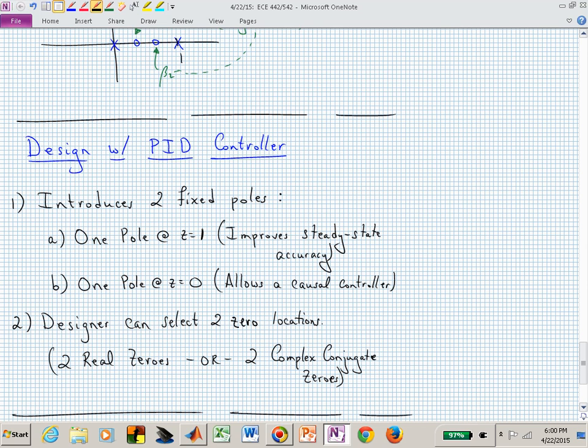The designer can select two zero locations. The two poles are already forced on us. Is the wording correct? Did I have any other typos somewhere?